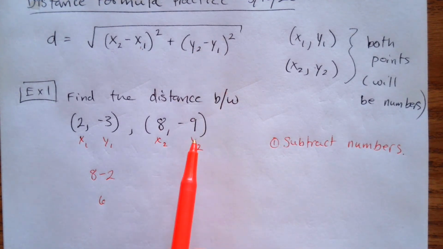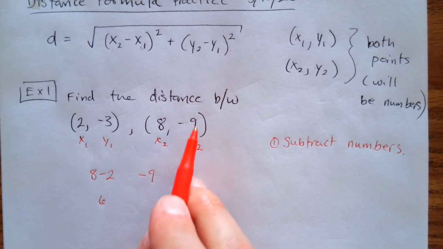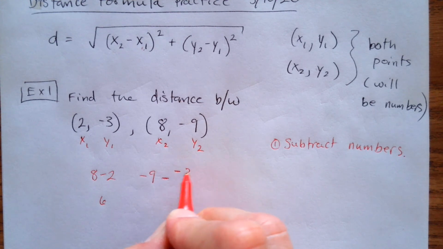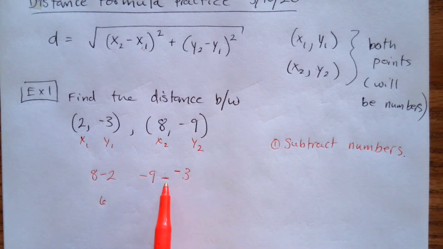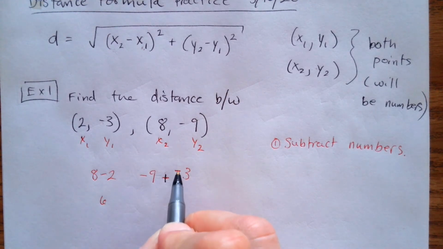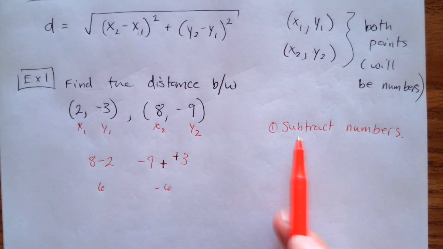And then y2 minus y1, this is where people mess up. Negative 9 minus negative 3. We have a minus, a negative. Anytime that happens, that's the same thing as plus. So we get negative 9 plus 3, that's negative 6. So that was subtracting the numbers.